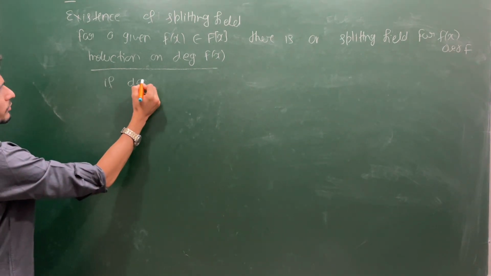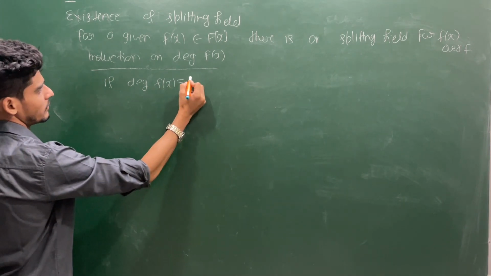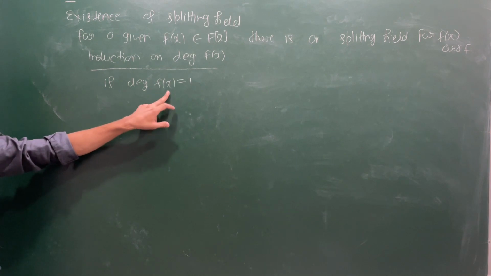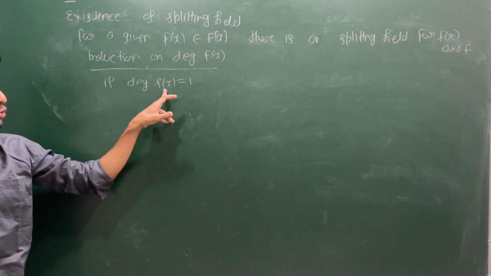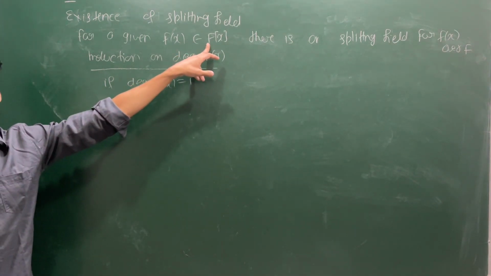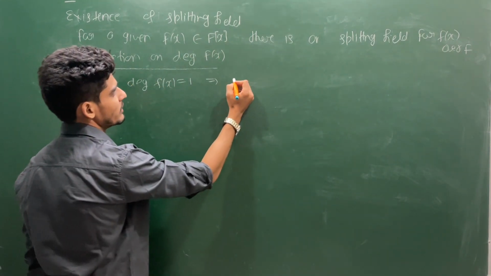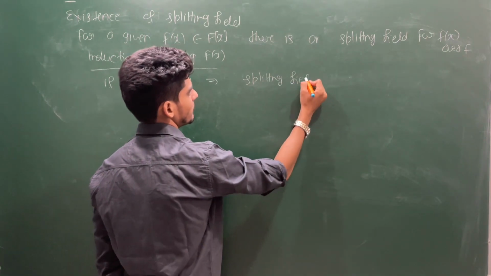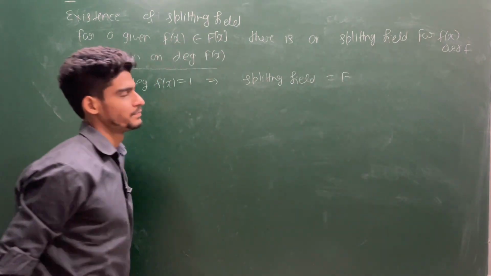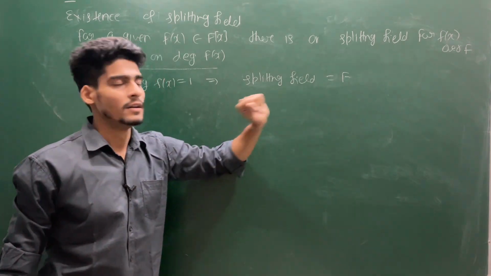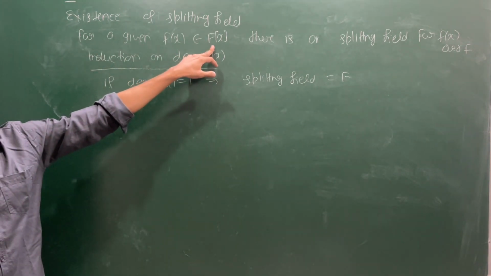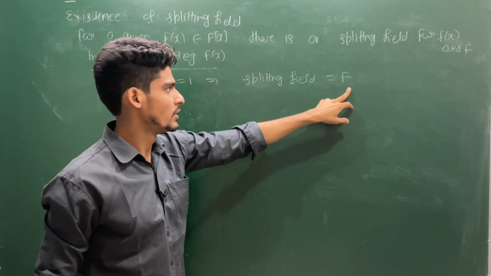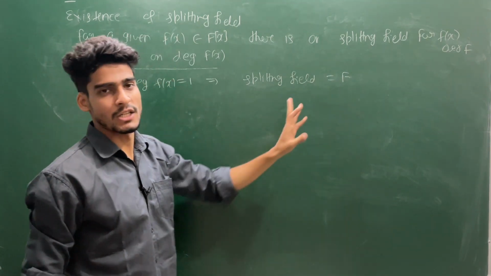If the degree of f(x) is 1, that means this f(x) will be a linear polynomial, and if you are able to write the linear polynomial inside F[x], then its root must be inside F. So you can choose your splitting field as F, because this is the smallest field containing a root of f, and your splitting field is also an extension of F. So this splitting field is an extension of F.